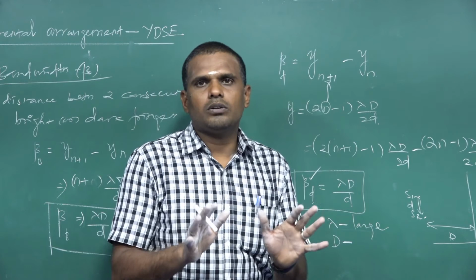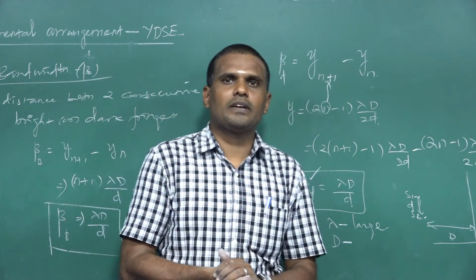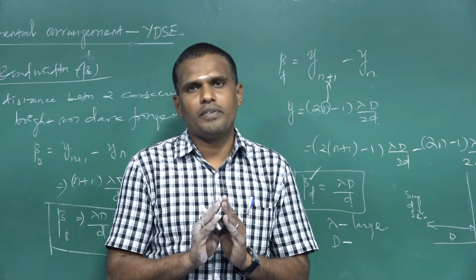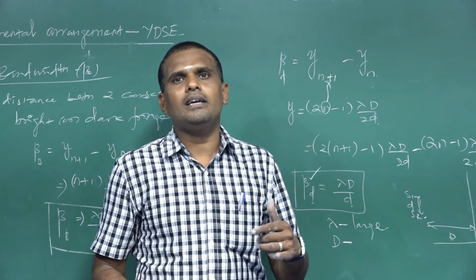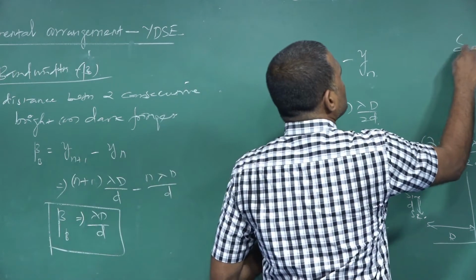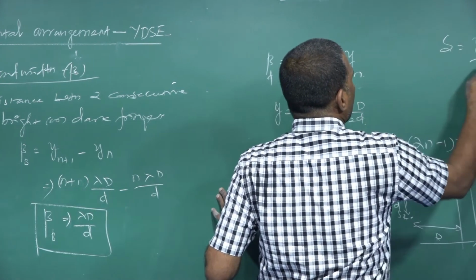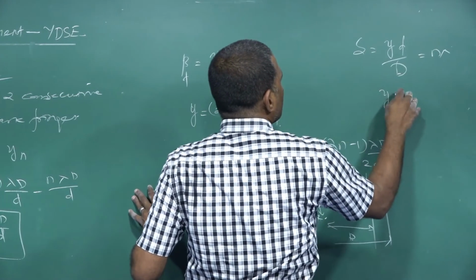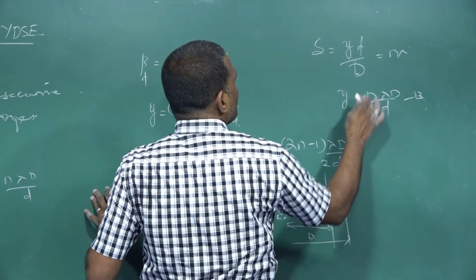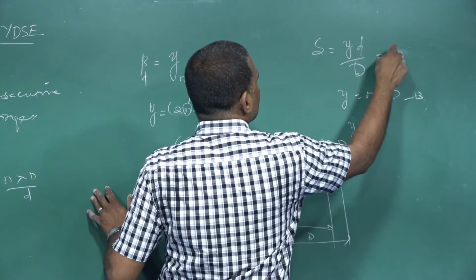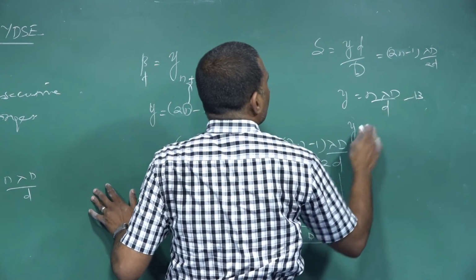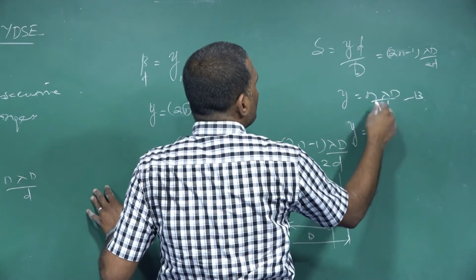So, in order to find out the formation of interference fringes on the screen, first you should calculate the path difference between the two interfering waves. The path difference delta is equal to yd divided by D. If this is equal to n lambda, then y equals n lambda D divided by d is the condition for brightness. Then if this path difference is equal to (2n minus 1) lambda by 2, then you will be getting the condition for dark fringes.